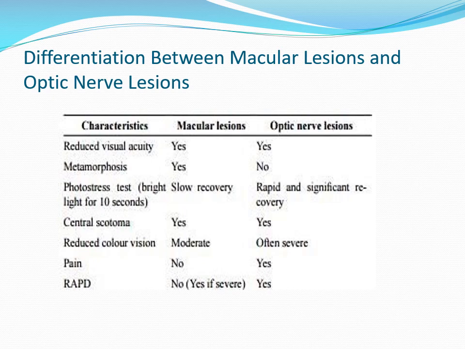Central scotoma is in both. Color vision is moderately affected in macular lesions, severely affected in optic nerve lesions. Pain is a characteristic of optic nerve lesions, not a characteristic of macular lesions. RAPD type of field defect is pathognomonic of optic nerve lesion. It is not seen with the macular lesion. So from these points, you should be able to differentiate whether the macula of the patient is involved or it is the optic nerve that is involved.